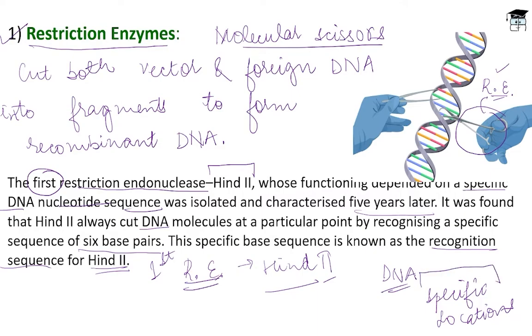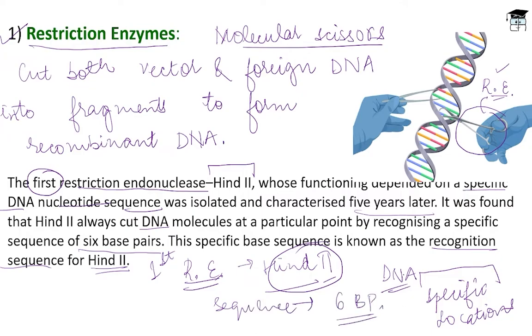So how was this found out? This was found out by the help of HIN2. HIN2 associated this theory. It credited that DNA can be cut only at particular points, only at specific locations. Scientists figured out that HIN2 always cuts the DNA by recognizing a sequence, and that sequence was of 6 base pairs.